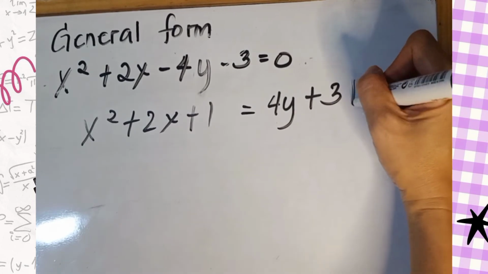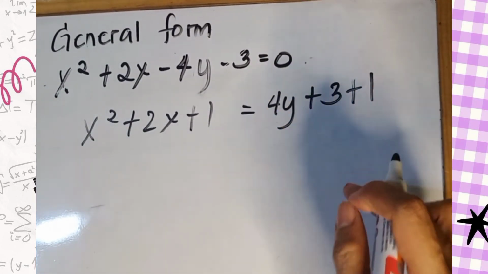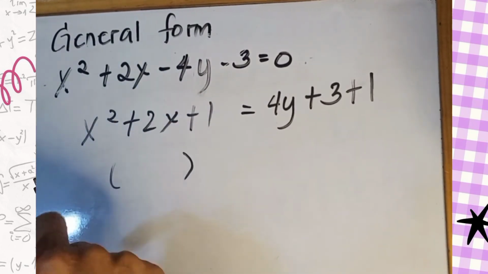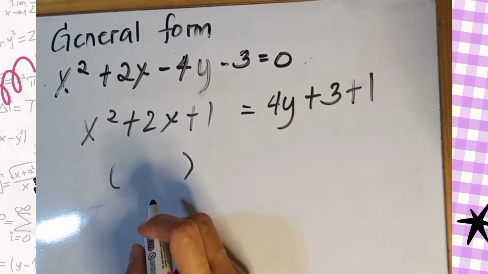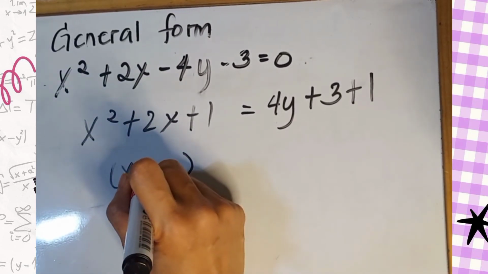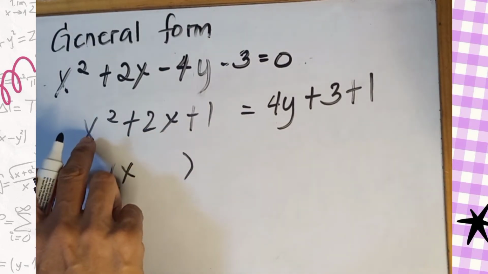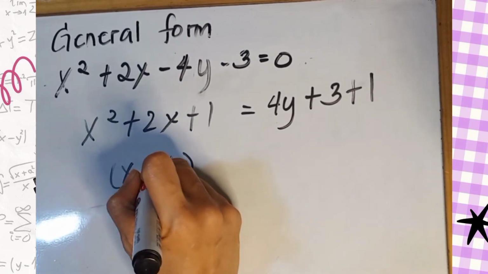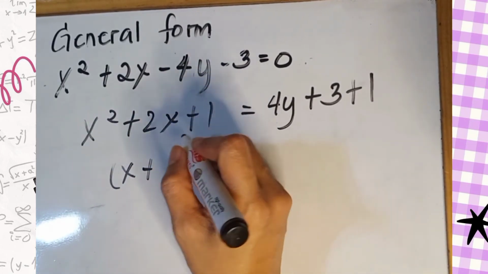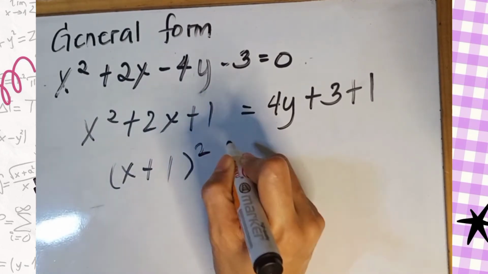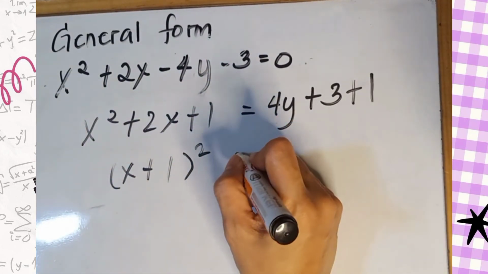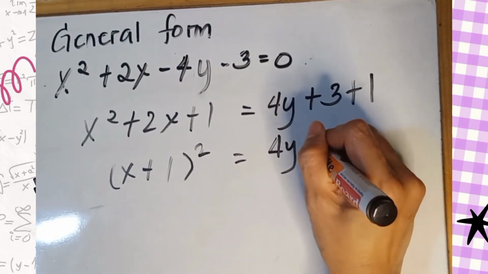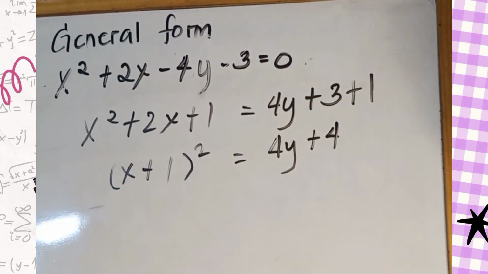And since nagdagdag tayo ng positive 1 dyan, magdadagdag din tayo ng positive 1 sa kabilang side. So, we can now simplify our answer since this is now a perfect square trinomial. Pwede na natin siyang isulat as square root ng x squared, that's x. Square root ng 1, that is 1. And then, positive yung sign dahil positive yung sign niya. And then, is squared. And then, sa kabilang side, let's just copy 4y. 3 plus 1, that is plus 4.